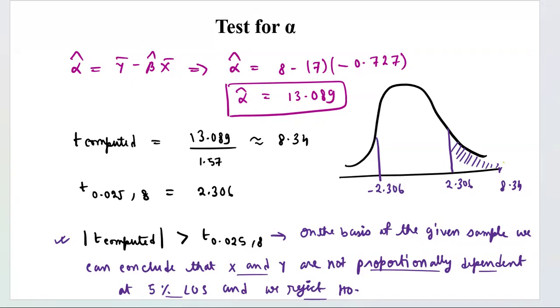The computed t value lies somewhere here, 8.34, but our critical value was 2.306. So it is clearly greater than that. The computed value exceeds the critical value, which gives us this conclusion. So this is how you perform hypothesis testing using alpha.